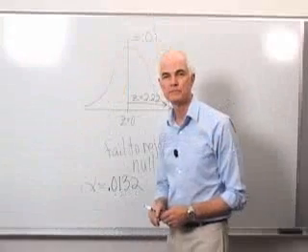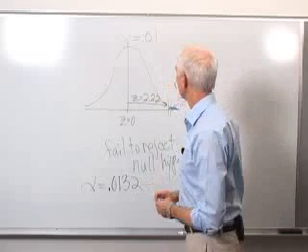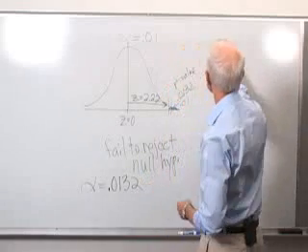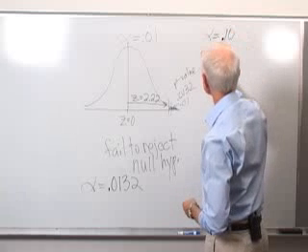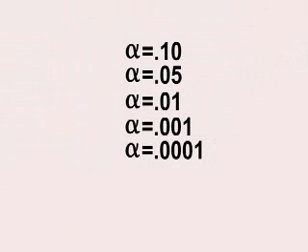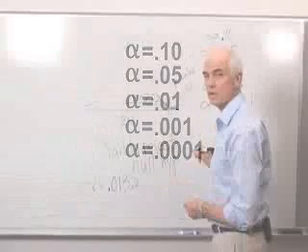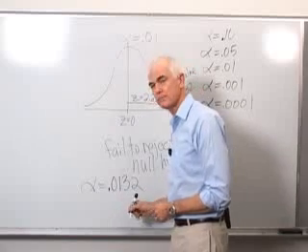0.0132. Now the problem with that is, as you probably know, the common values of alpha that we study and use are alpha equal 0.10, alpha equal 0.05, alpha equal 0.01, alpha equal 0.001, and alpha equal 0.0001, and so on. We don't have an alpha of 0.0132.